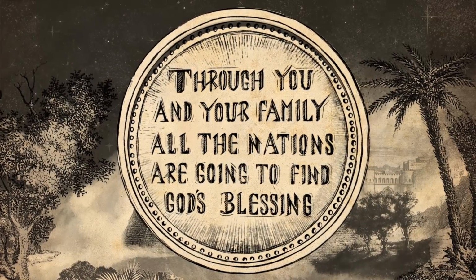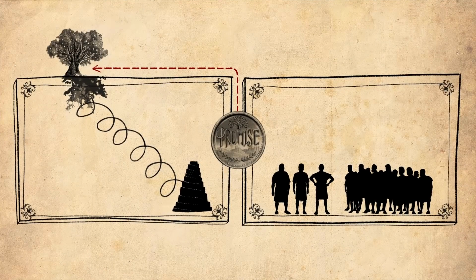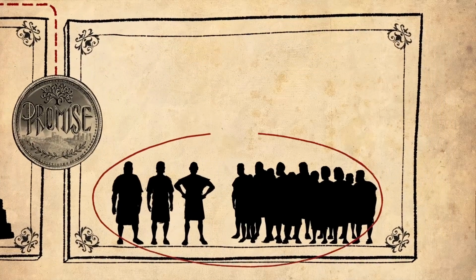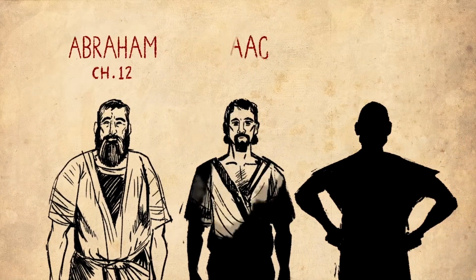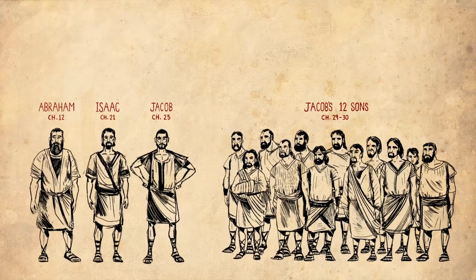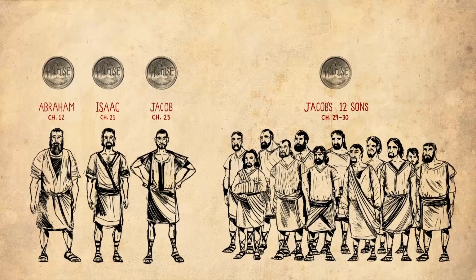to find God's blessing. So basically, God is trying to restore humanity back to the goodness of the garden and to his original intentions for the world. So it's like his rescue plan for humanity. And that's why the whole second half of Genesis is about this one family. And so you have Abraham, and then he has his son Isaac, who has Jacob, and then Jacob has 12 sons. And each generation, God renews his promise to bless them and all nations through them.